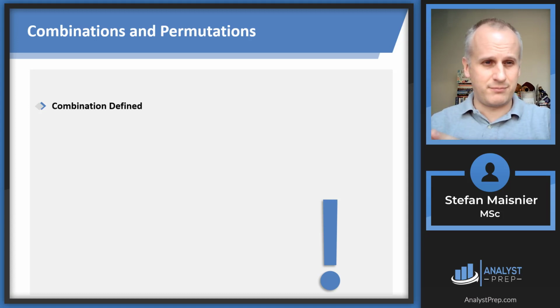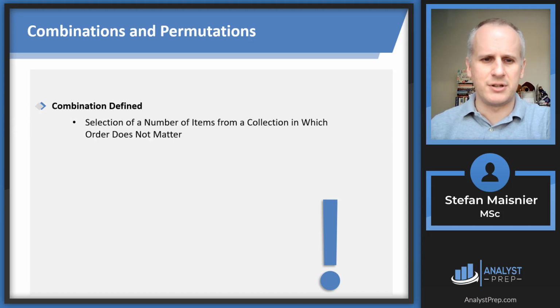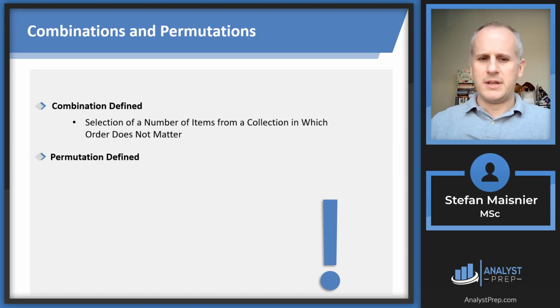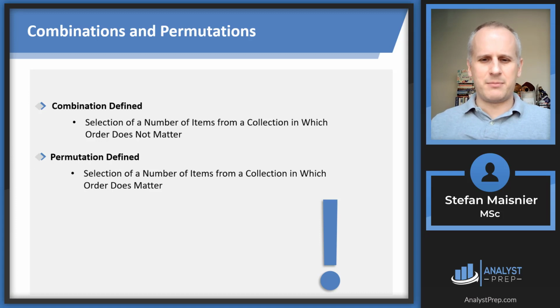So let's first just define these terms. A combination is a selection of a number of items from a collection of items in which the order does not matter. Now, a permutation is going to be a selection of a number of items from a collection in which order does matter. So oftentimes folks will just kind of remember a little bit of alliteration, knowing that P in permutation means placement, as in P matters. And that's like a simple alliterative mnemonic if you're interested.